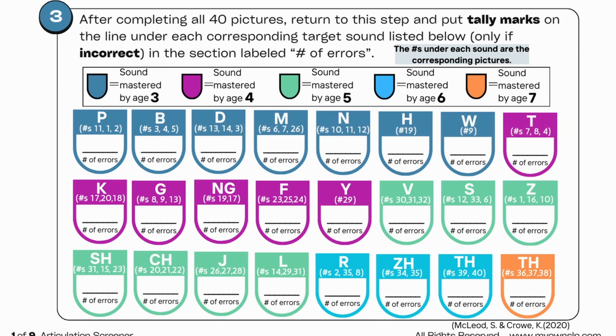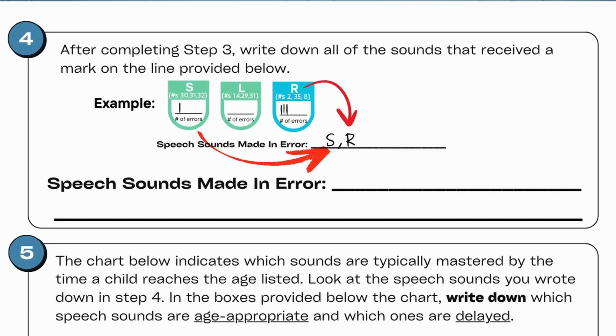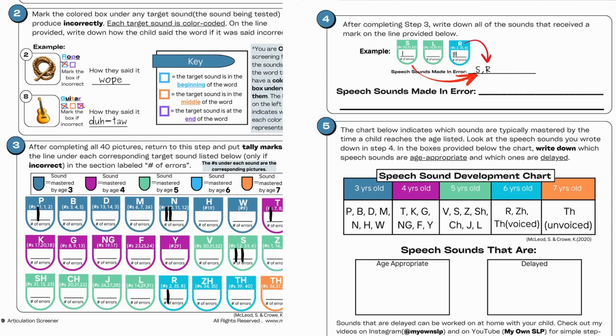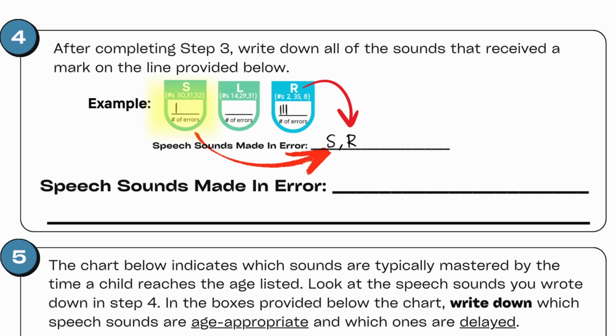Once you've gone through and you've put a tally mark for each of the sounds that were made incorrectly, then you'll come over here to step number 4. In this section provided where it says speech sounds made in error, you're going to look back at number 3 and look for any of the sounds that have tally marks on them. So in the example provided, it shows that on the S sound, there was a tally mark.